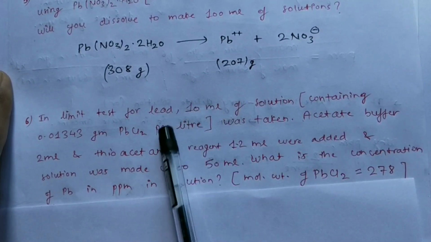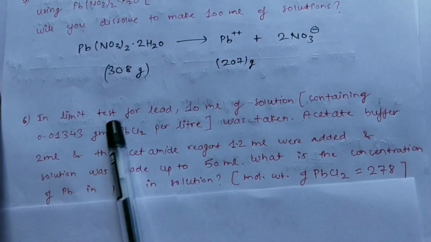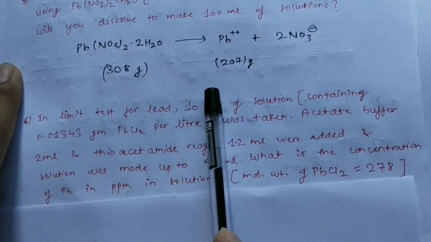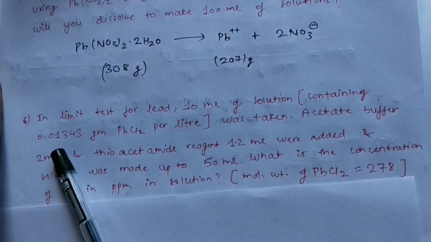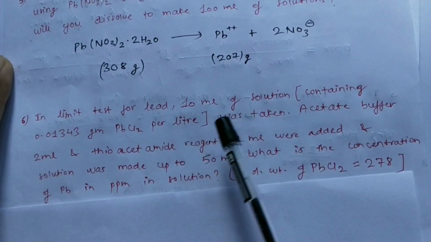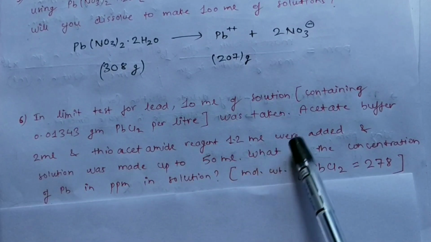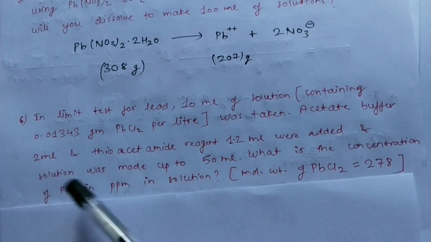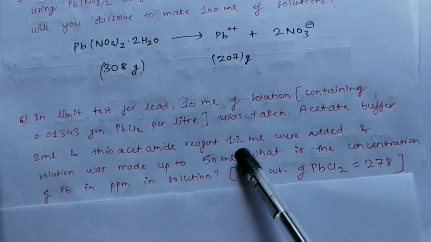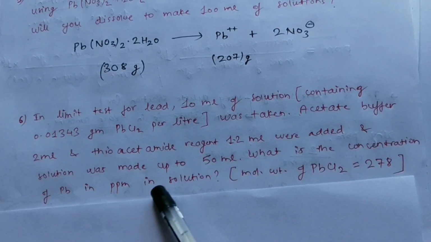So if in 1 liter 0.01343 gram of PbCl2 is present, then you need to find out in 10 ml how much gram of PbCl2 will be present. Obviously it will be less. Now acetate buffer 2 ml, thioacetamide reagent 1.2 ml were also added and solution was made up to 50 ml. Up to 50 ml means what? Final volume is 50 ml. What will be the concentration of Pb in parts per million?